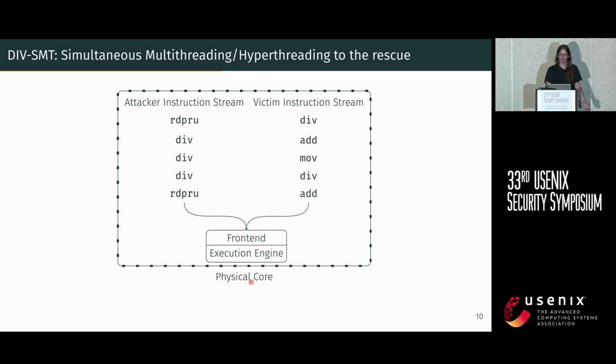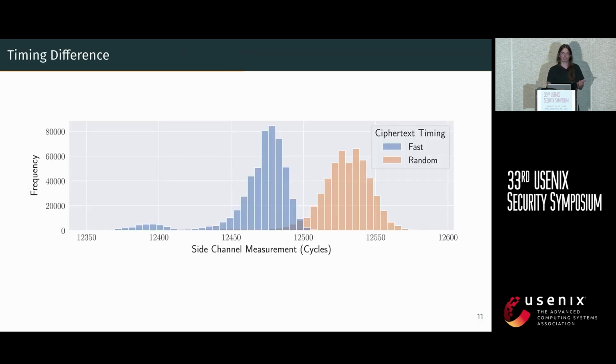So here we are running on the same physical core, running divisions on the same execution engine, and therefore if the victim is running divisions that take a variable amount of time, our divisions will also take a different amount of time. So through that, we can, one, detect whether the victim is running divisions, and two, measure how long these divisions take. And this allows us to distinguish fast ciphertext and slow ciphertext. So a fast ciphertext is one where we brute forced a message so that the numerators that are generated are lower, so the divisions are faster.